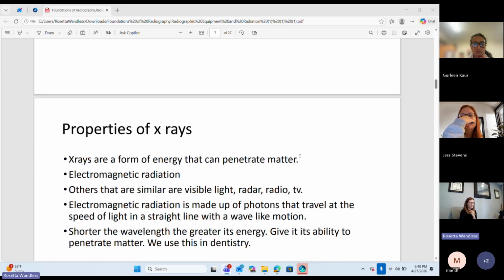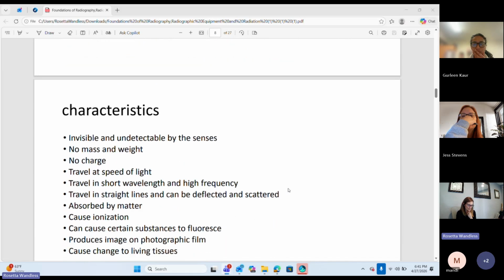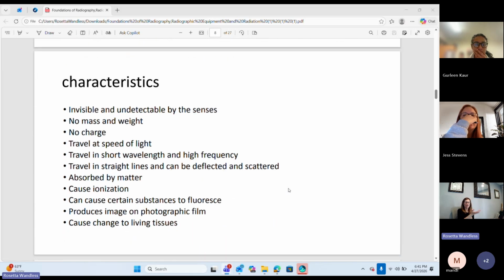So, three properties. Now, the laundry list of items for characteristics is a lot, right? So there are some properties that are involved in characteristics. And again, properties are what make electromagnetic radiation unique. Characteristics are what describe them, okay? It's like brown hair is a characteristic and breathing air is a property. One defines it, one is describing it, okay?